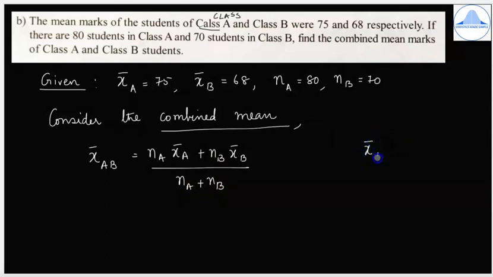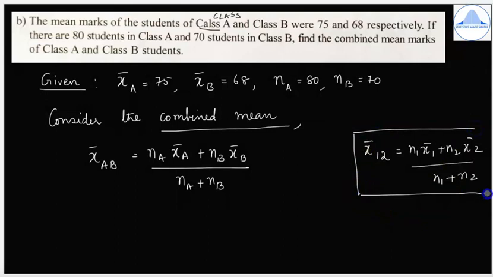The other formula which you have learned is x bar 1 2 is equal to n1 x bar 1 plus n2 x bar 2 divided by n1 plus n2. If you're not confident enough in writing the combined mean formula in terms of the problem, you can use this also. That is the general formula of the combined mean for two sets of data.